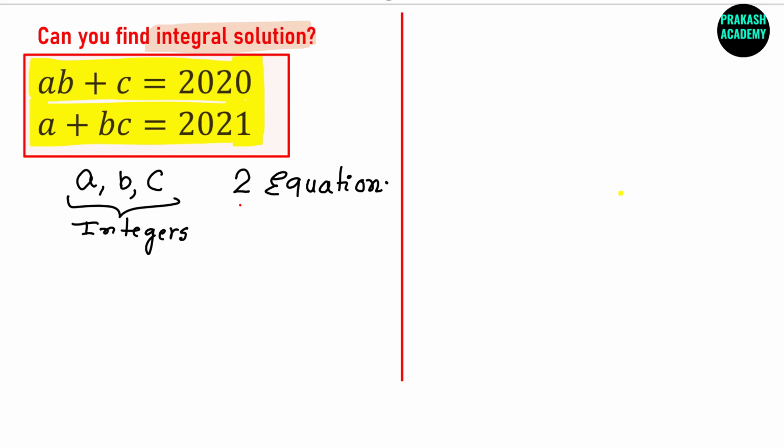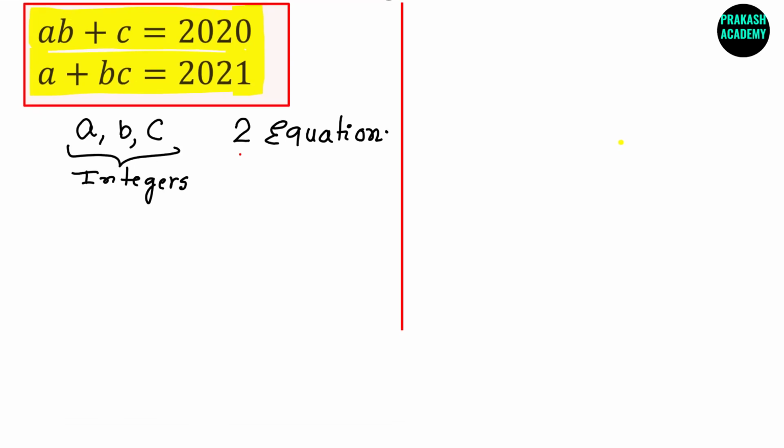So what method will you adopt then? You remember many times we do factorization on the left hand side, and on the right hand side we have some prime number, and then we look for some factors. Same idea. So we have two equations, we will subtract these two equations. Let us call this equation 1 and this equation 2. If you subtract equation 1 from equation 2, what will we have?